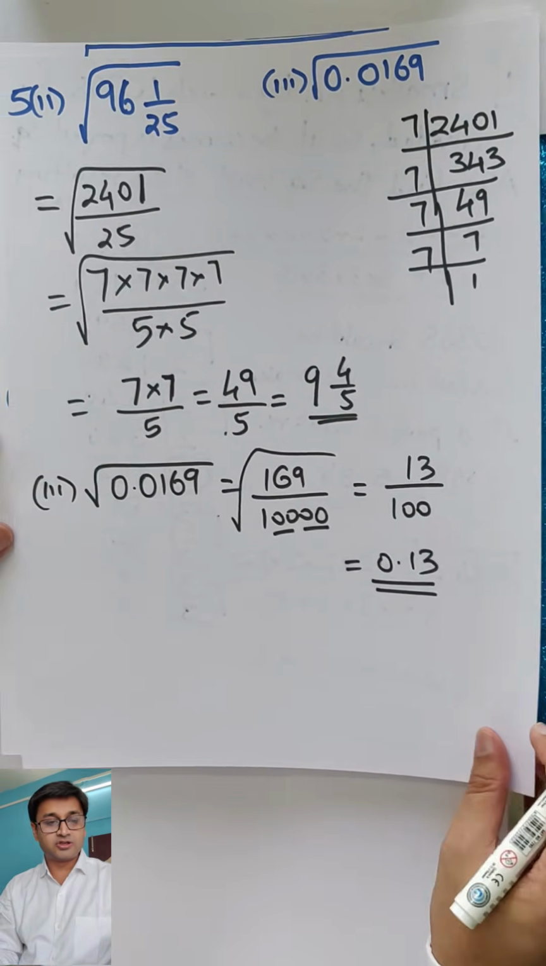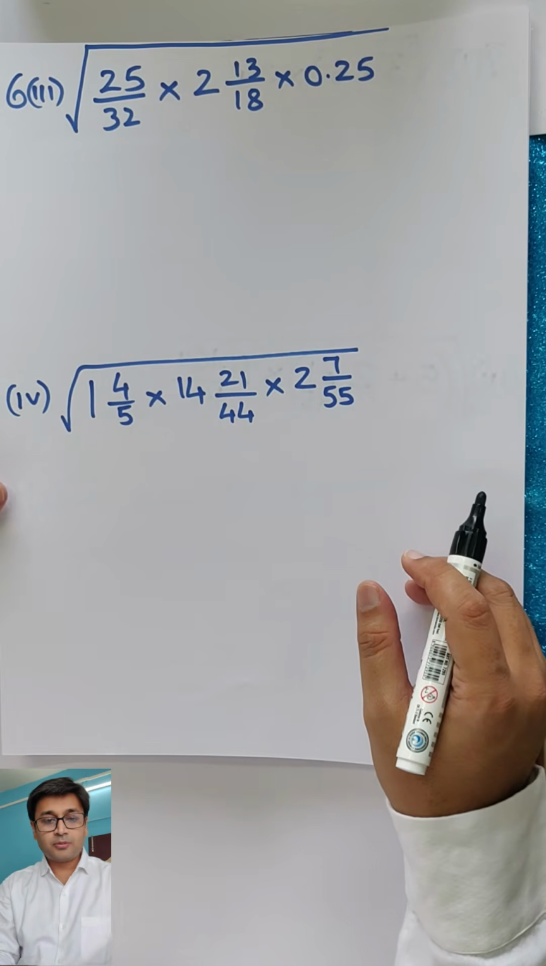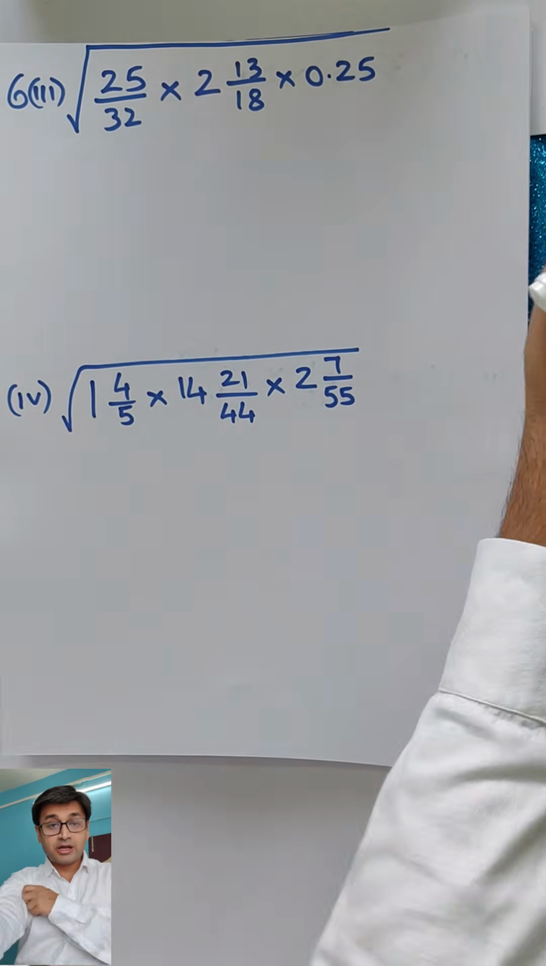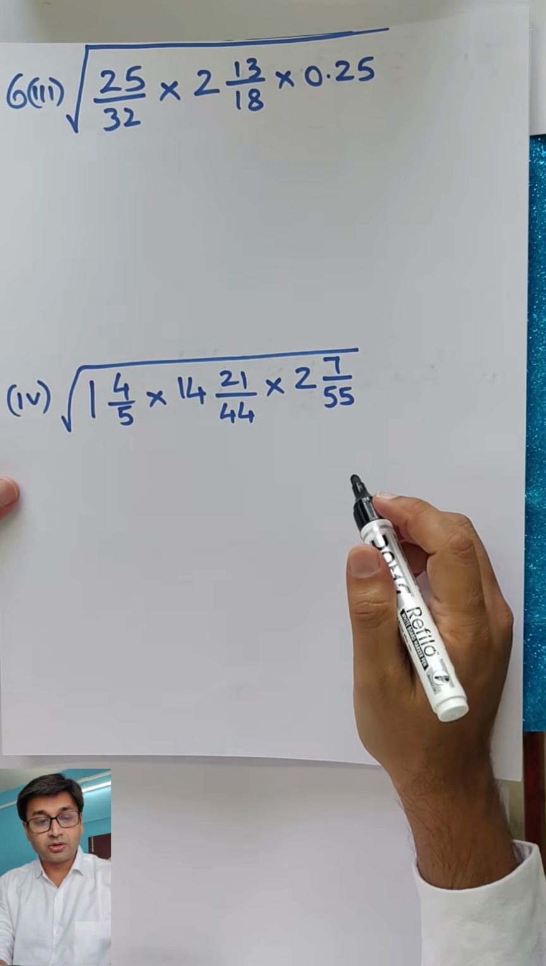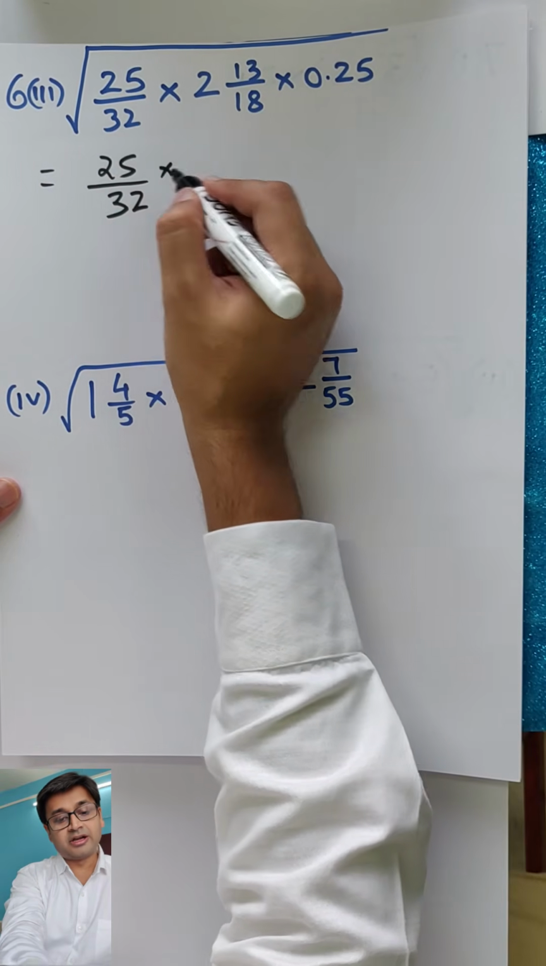Brilliant. Let's go with the next one. 6 part 3. Come on, pause your video on your own. I am pretty sure 90% of the class is going to get this. So 25, don't take the square root of that right now, later on we'll see.